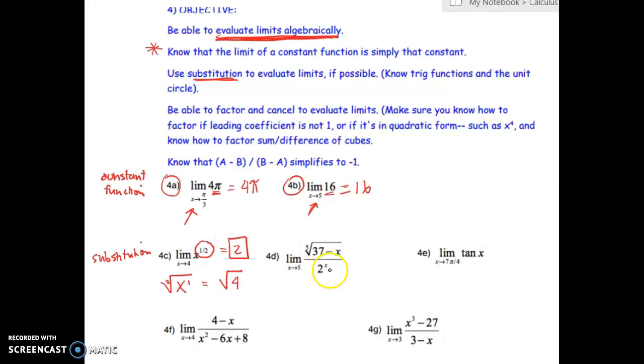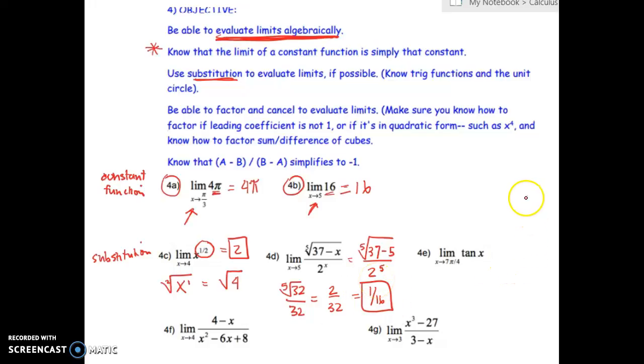Here, if we plug 5 into our denominator, we're just fine. Okay, so I can plug it into my numerator as well. So it becomes the 5th root of 32 over 2 to the 5th, which is 32. The 5th root of 32 is 2, so it's 2 over 32. And if I reduce, it's 1/16.